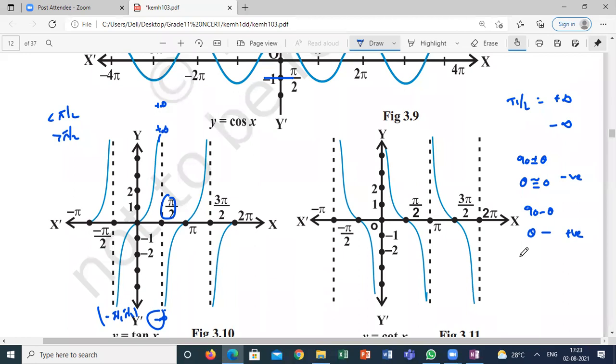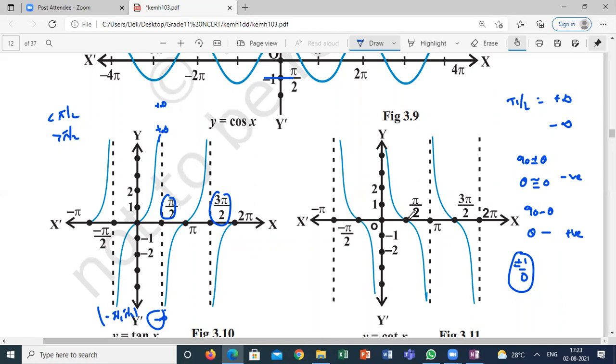But at pi by 2, the function is approaching two different values. That's the reason it is undefined. Instead of saying 1 by 0, we will take it as undefined. The actual value at pi by 2 is plus or minus 1 by 0. So it is ending at infinity and starting at minus infinity. There is no ending, there is no starting point at pi by 2. That is the reason pi by 2, 3 pi by 2, and again 5 pi by 2, all these values are not defined values.